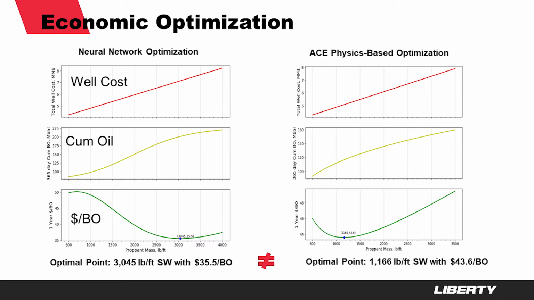We feel that the neural network is at this point a better predictor because for a parent well in the Midland Basin, when you're pumping local sand, the bigger jobs are probably going to be the better option. However, if you start infilling wells, you may want to go to the lower proppant mass that the ACE physics-based model is predicting at this point. But this model will be updated with infill drilling data, and so these results may change after that.